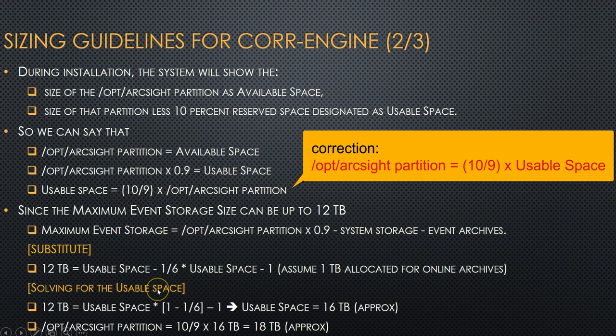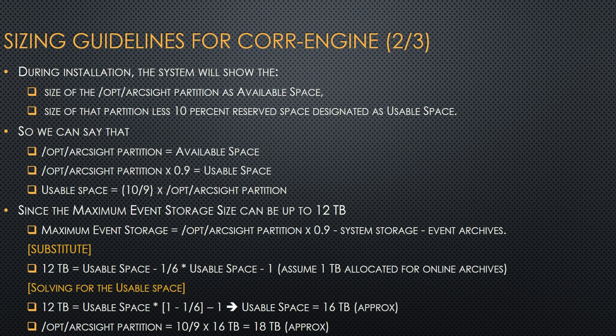So we'll have one example to see what amount of hard disk we will ask for if we are installing on our own server. We will customize our own hardware. So what is the size of the hard disk that we will request for the /opt/arcsight partition, so we can get at the end the required usable space and then the maximum event storage.